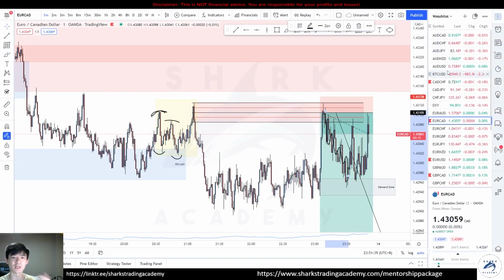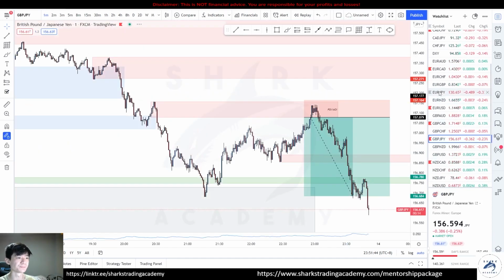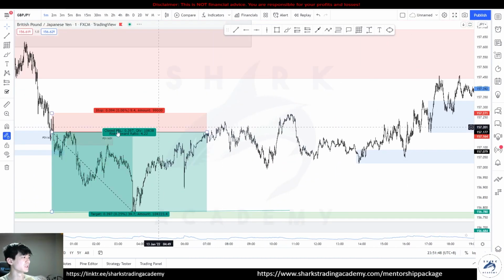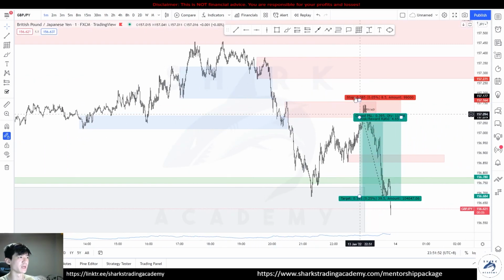And don't worry, we have another 3 more examples. So let's take a look at pound yen. Pound yen smash take profit. And you can currently see we had a trade idea here, or I think it was yesterday. And currently we had this one over here.